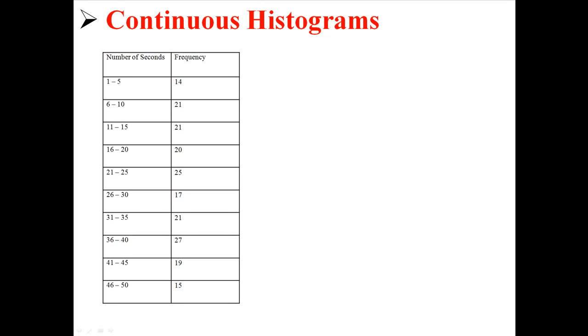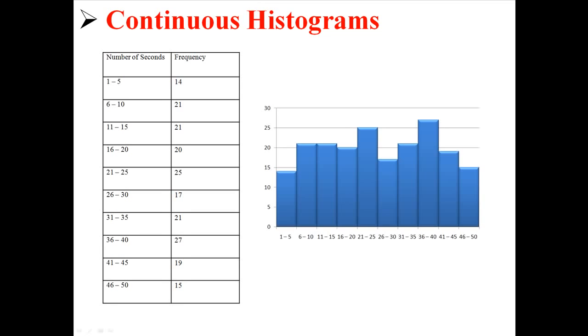So that's what I've done here. I've created intervals of 5, going from 1 to 5, 6 to 10, 11 to 15, all the way up to 46 to 50. And then I'm counting the frequency of values that fall within those ranges. And with that, I can now create a histogram with this continuous data, like so.